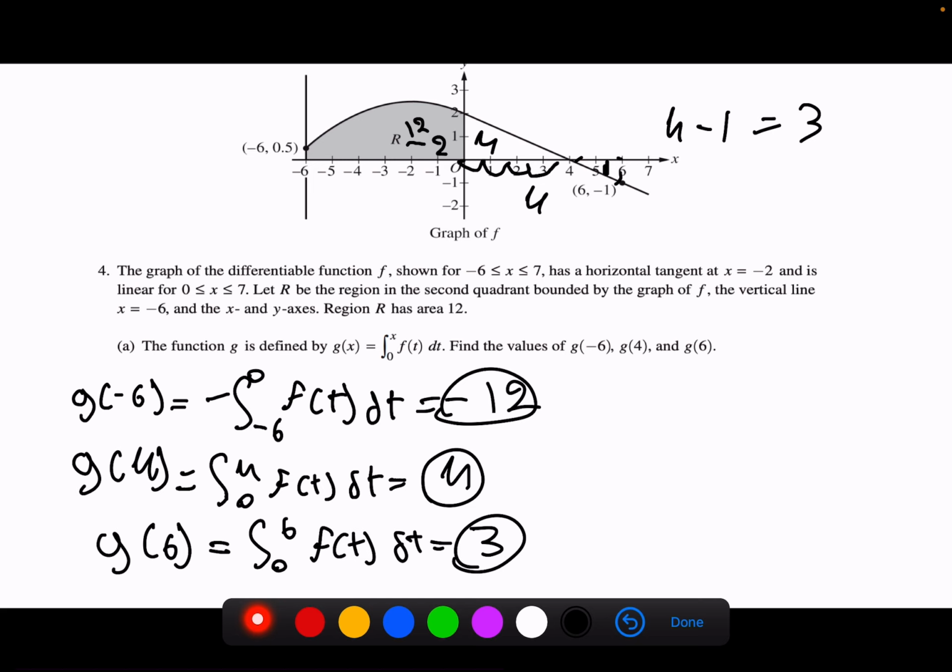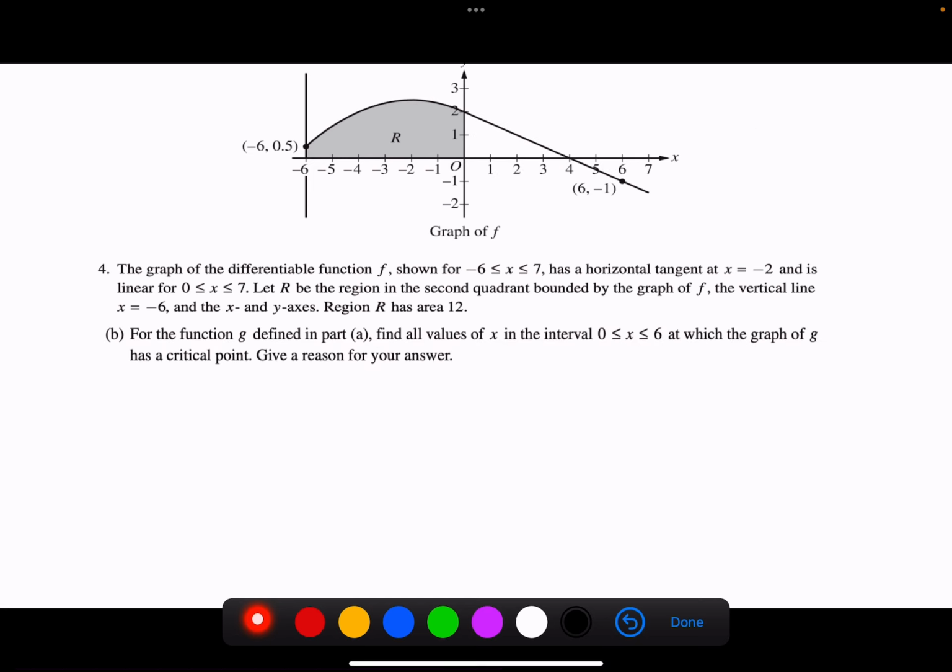Let's move on to part B. For the function g defined in part A, which, if I recall correctly, is g of x equals the integral from 0 to x of f of t dt, find all values of x in the interval 0 ≤ x ≤ 6 at which the graph of g has a critical point, and give a reason for your answer.